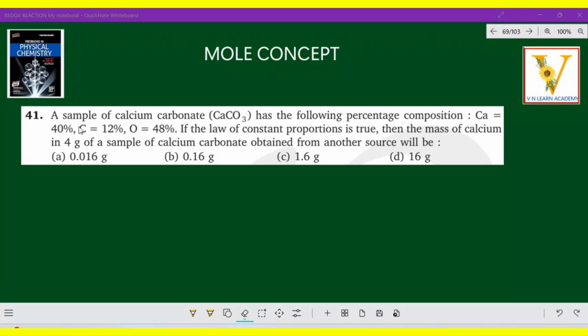Hello students, today we are going to see some more interesting and important questions from Narendra Avasthi sir's physical chemistry mole concept. Come on, let us discuss a few more questions from this session here.